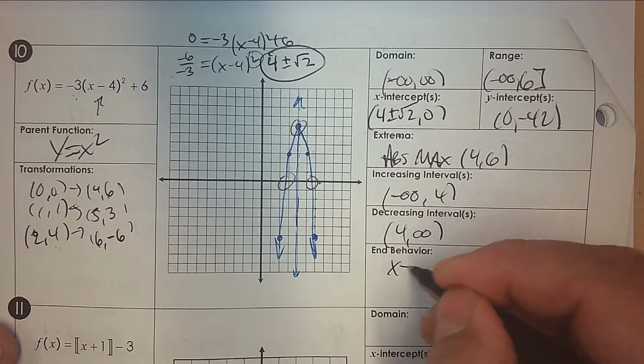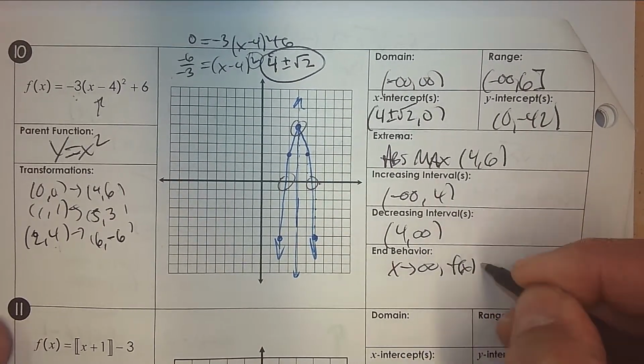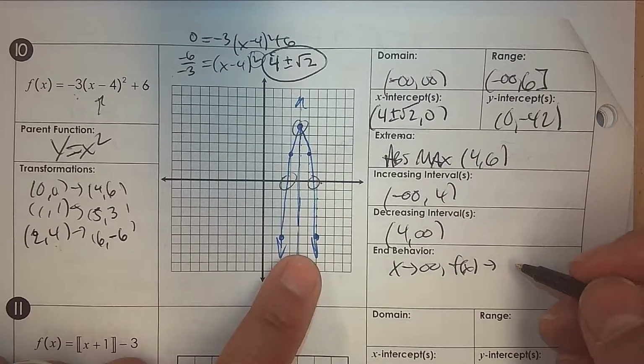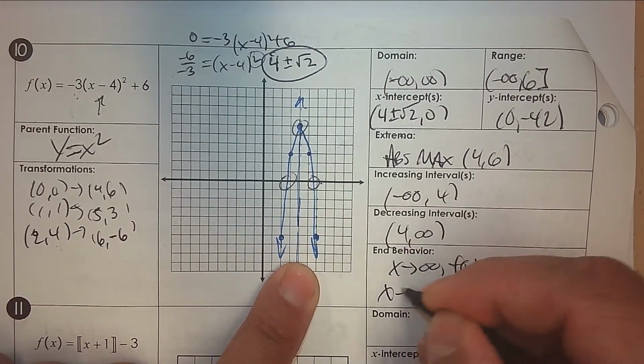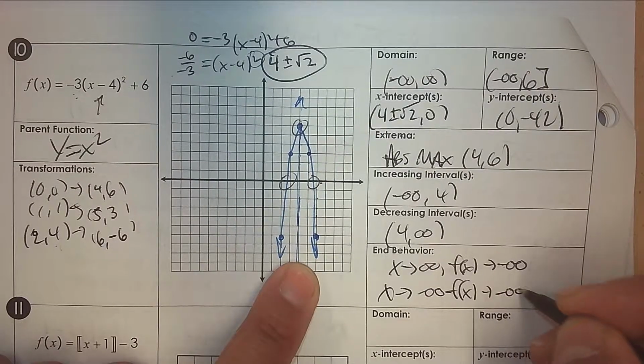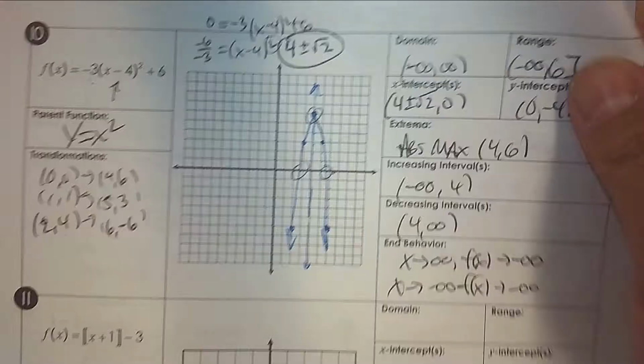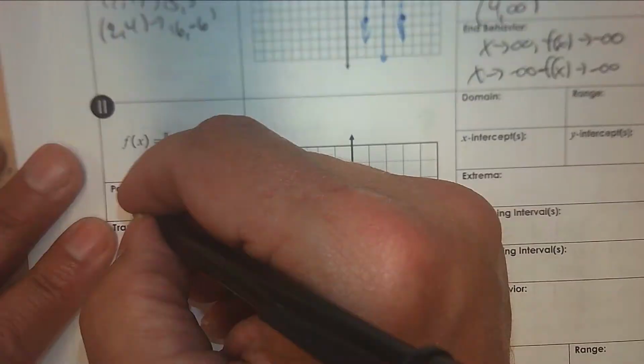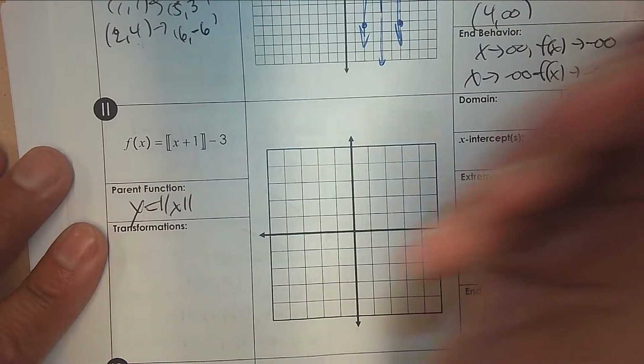As x approaches infinity, the function is going to approach negative infinity. As it goes to negative infinity, the function is going to approach negative infinity. So both ends are going down. 2 more. I hear that bell. It's going to come. So the absolute value, this is not absolute value, greatest integer.